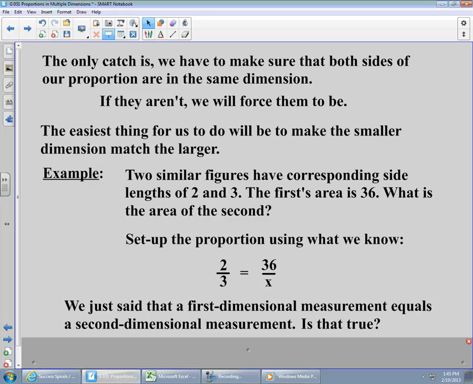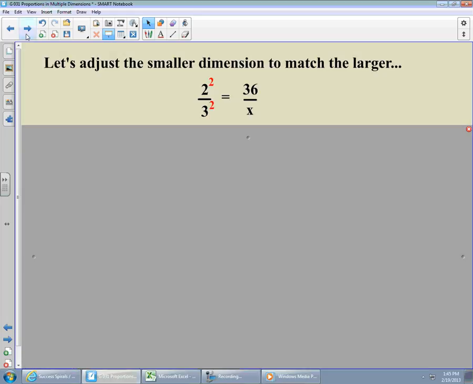These are not equal to each other. So once you identify that, no, it's not true, fine. You need to figure out a way to make it true. What we said is the easiest thing to do is to figure out the smaller of the two dimensions, which in this case is first dimension, and figure out a way to make it match the larger of the two dimensions, in this case second dimension. So the easiest thing to do is just take that first dimensional ratio and square the values. Now you've got second dimension on the left because we forced it to happen, and we've got second dimension on the right because that's the way it came.